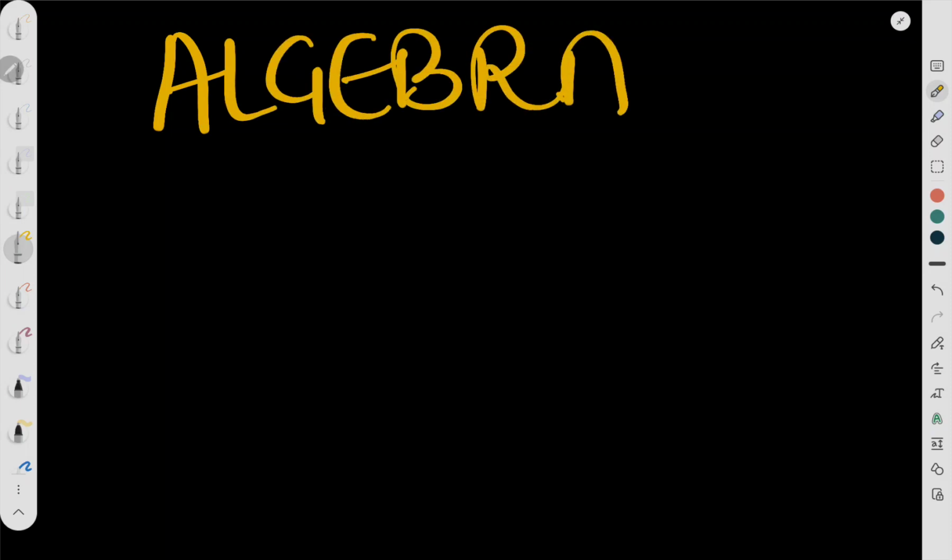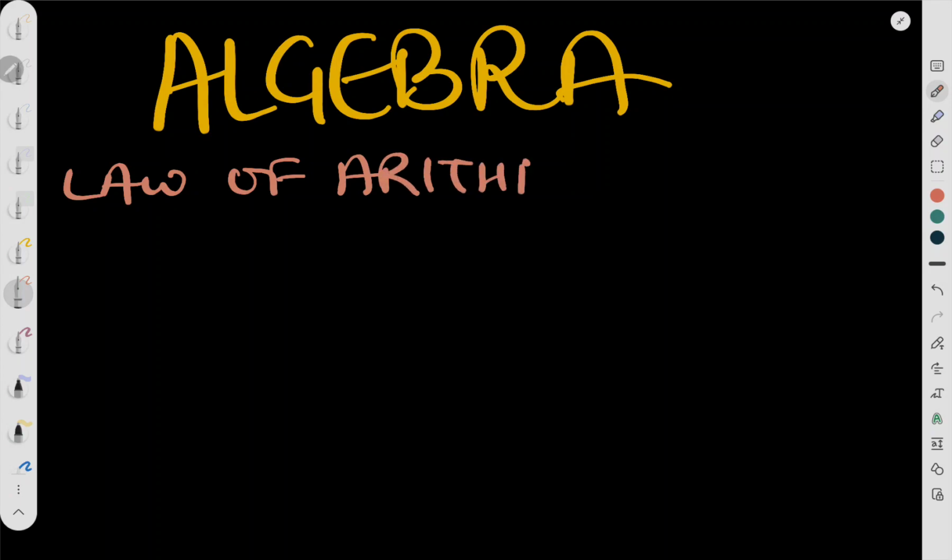So let's get started with the first topic of this algebra. So in algebra, there are of course many further subtopics, and today we will be looking at some laws of arithmetic. Okay, so the first law is the commutative law.